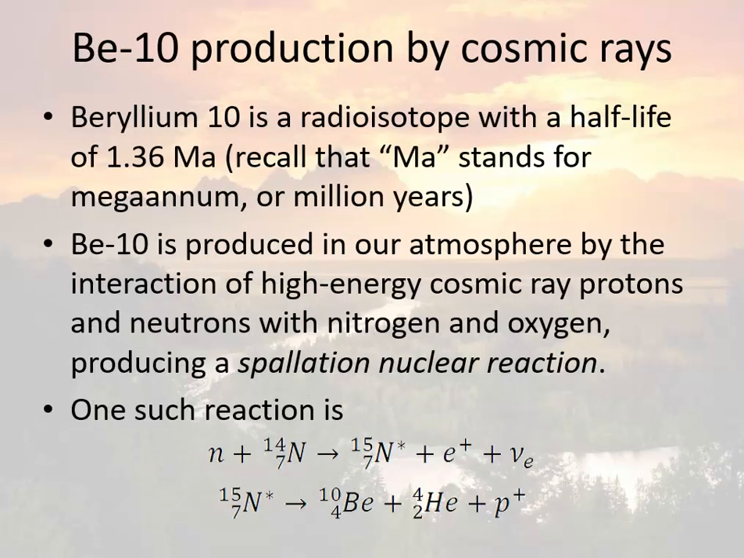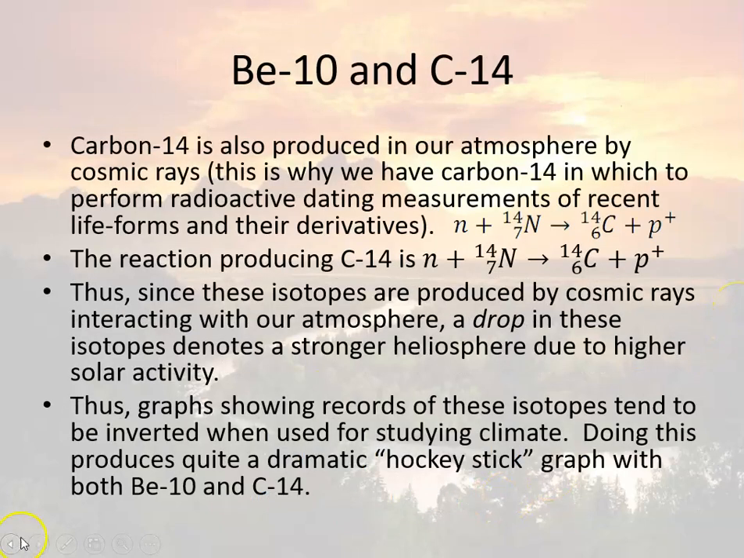So here's how beryllium-10 is produced in the atmosphere. You can get neutrons that occur from these cosmic rays. They interact with a nitrogen-14, making an excited nitrogen-15, which decays into a beryllium-10 and an alpha particle and a proton. So here also is the reaction for producing carbon-14. A neutron hits a nitrogen-14, giving you carbon-14 plus a proton.